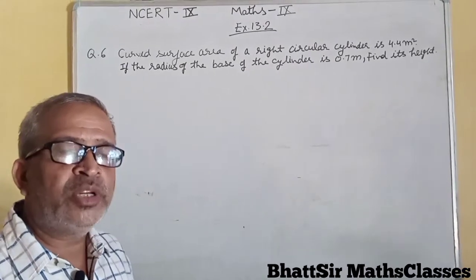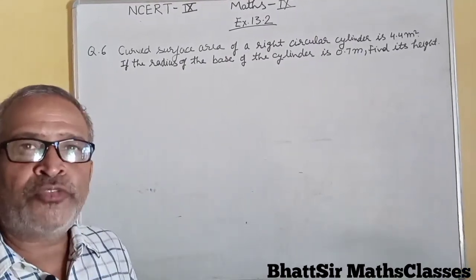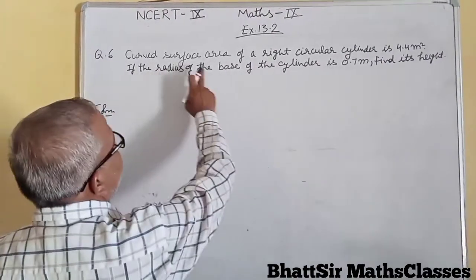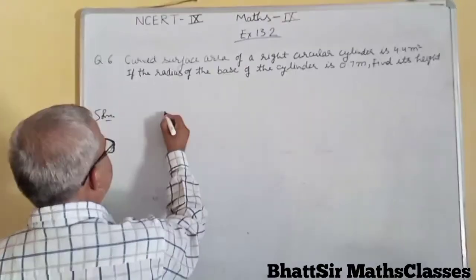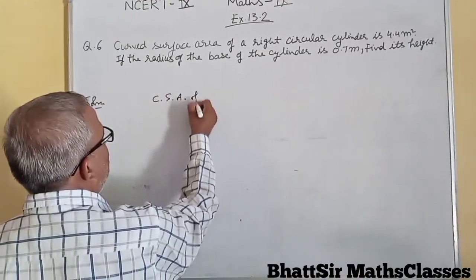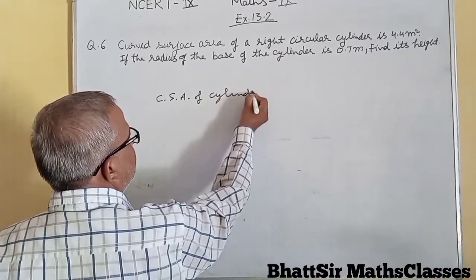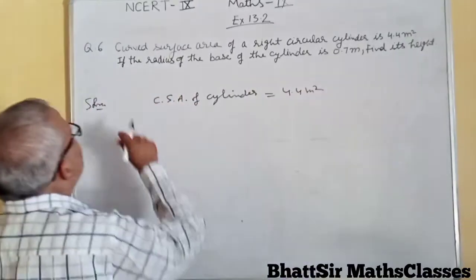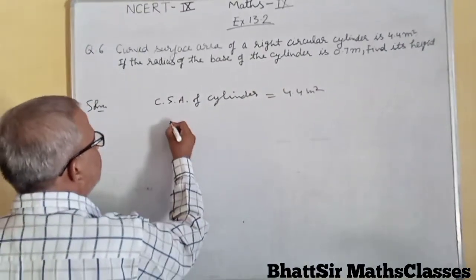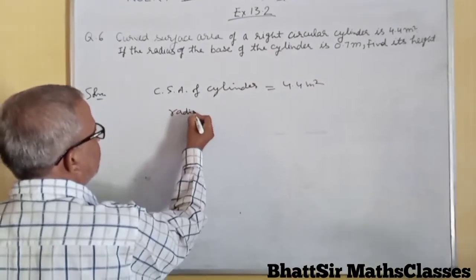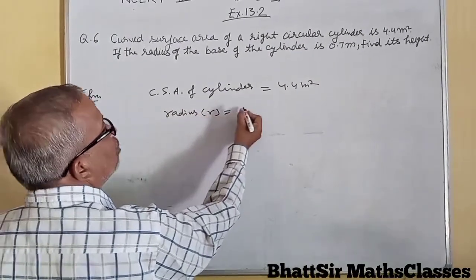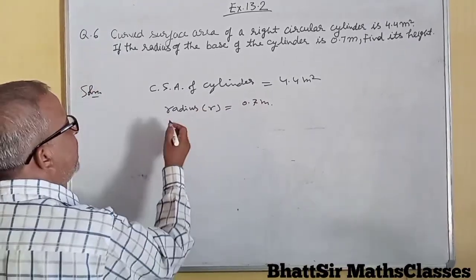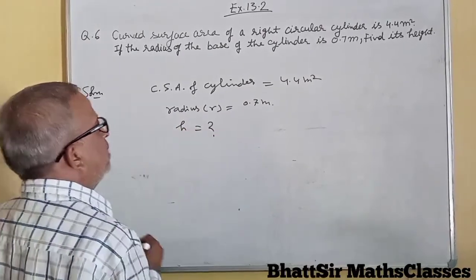Now I am attending question number 6 from exercise 13.2 of 9th standard. So I am giving a solution. Curved surface area of a right circular cylinder, CSA of cylinder, equal to 4.4 meter square. If the radius of the base of the cylinder, radius equal to 0.7 meter, find its height. H equal to question mark.